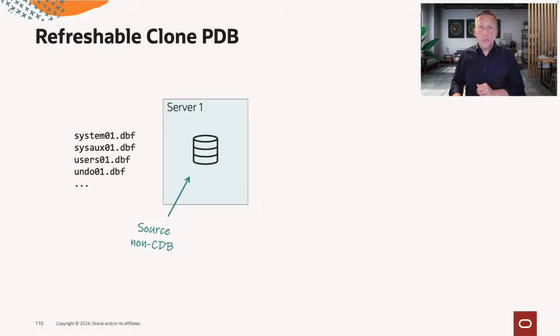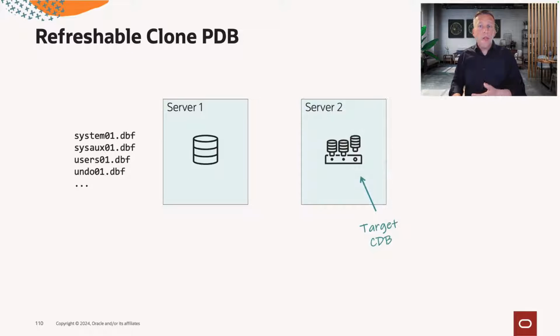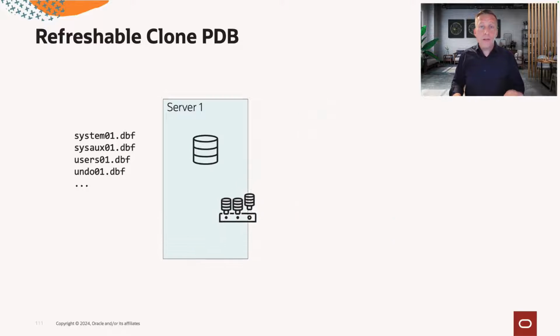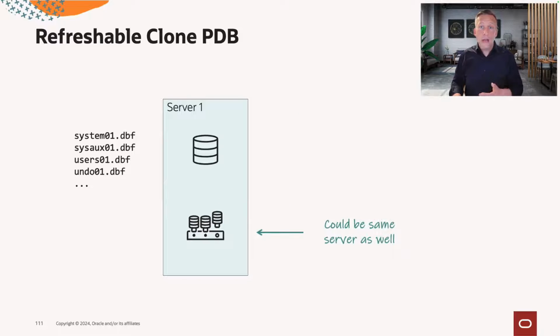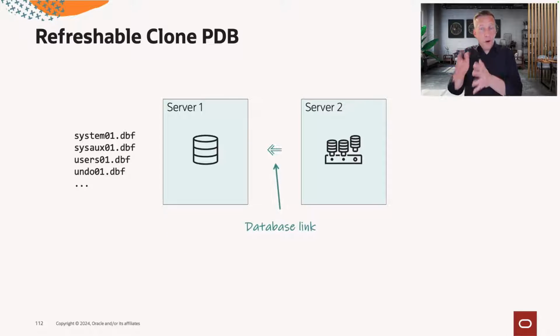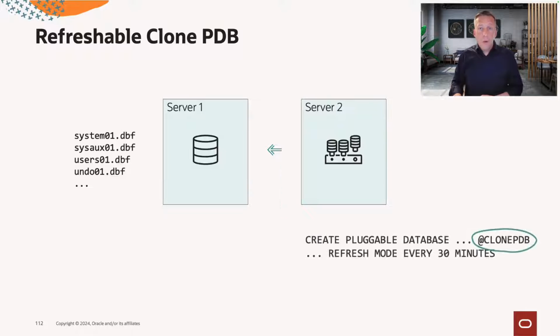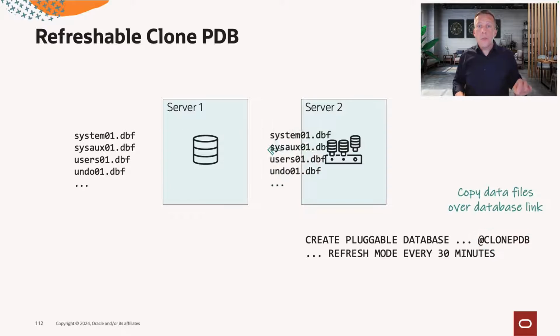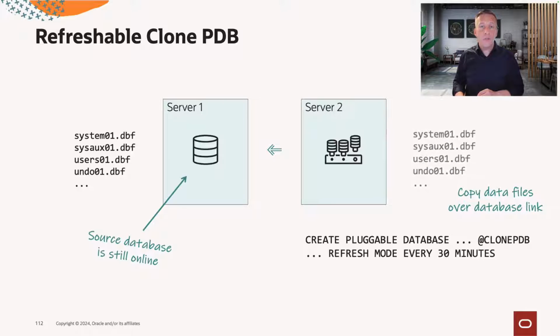On your source system, you have your source non-CDB database. Somewhere else, we create a container database or use an existing one. Here we have the container database on a different host, but it could also be on the same system as the source non-CDB. It doesn't matter. We just need to be able to establish a database link from the container database back into the source non-CDB. When we use the create pluggable database statement, we will specify the database link, which tells the container database to go over the network and take the data files from the source non-CDB.